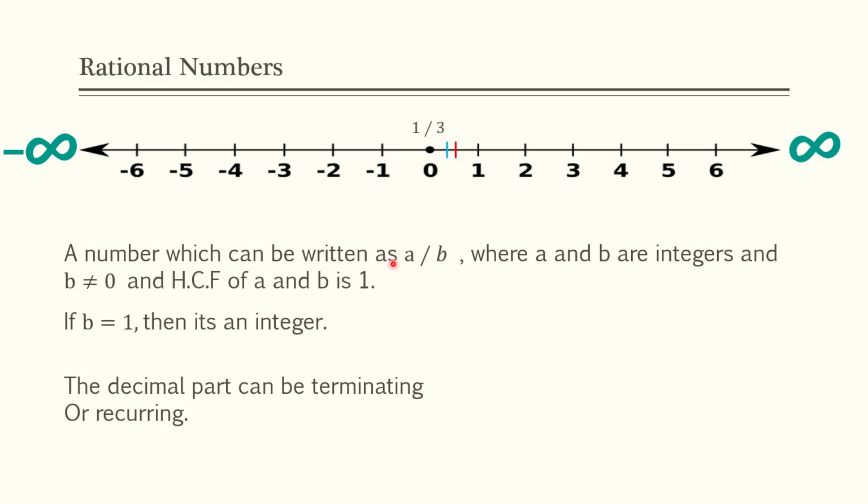It can be expressed as a over b, where a and b are integers, and the HCF of a and b is 1, and the decimal part of the rational number can be terminating or recurring. Okay, so we got the idea of the rational number, and we also established the fact that an integer itself is a rational number, because if b is 1, it will be an integer. The set name we always express as Q for the set of rational numbers. We'll remember this one as well.